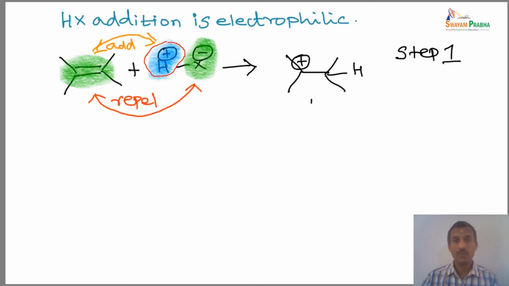Now we have a symmetrical alkene here, so it doesn't matter whether carbon number 1 or carbon number 2 adds to the hydrogen, or the proton. We end up with the intermediate carbocation. So in the first step, what we end up with is the formation of a carbocation.